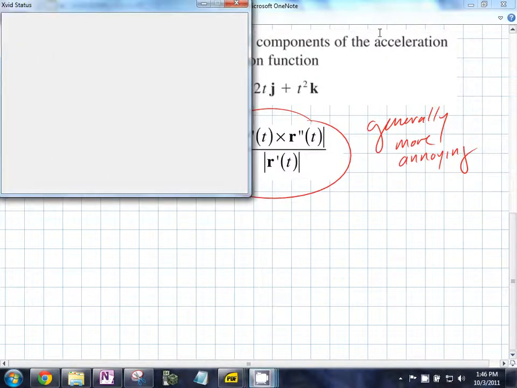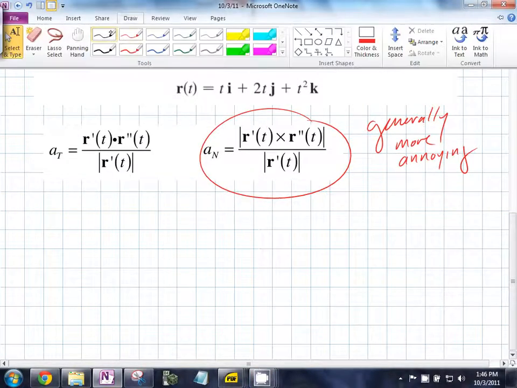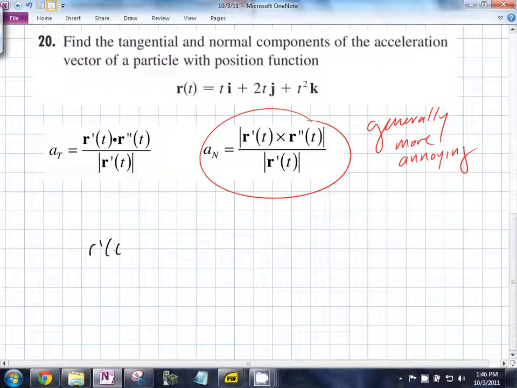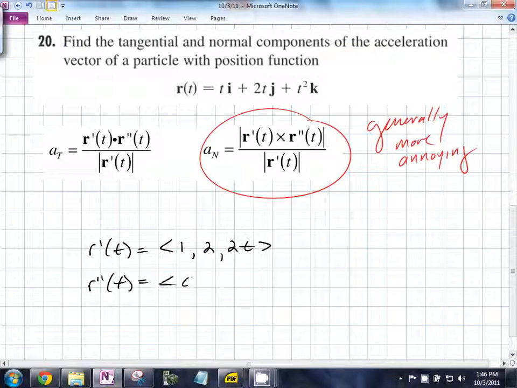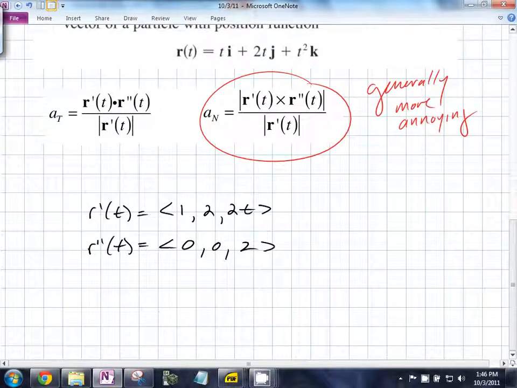We have time for one, especially a nice straightforward one. So r prime of t, what's it going to be? i plus 1, 2, 2t. I'm going to go to that vector form. r double prime is 0, 0, 2. So let's cross them.